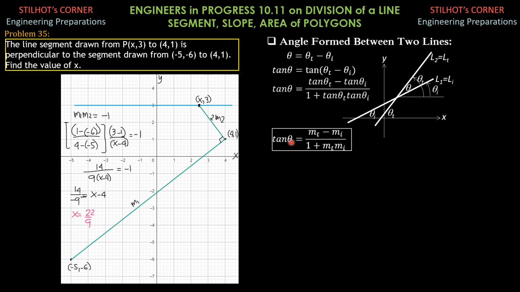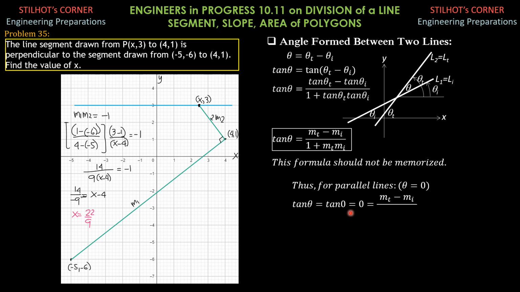You just determine the slope, then from there, you can determine the physical meaning. You can compute for the slope that the line makes with the x-axis. So this formula should not be memorized. Thus, for parallel lines, theta is 0. If the terminal and the initial lines are parallel, then theta is 0. Remember, tangent of 0 is 0. This will only be 0 if the numerator is 0. That is, the slope of the terminal line equals the slope of the initial line. So tangent 0 equals 0, the slope of terminal line minus slope of initial line all over 1 plus the product of their slopes. This is 0 if the numerator is 0. So, conclusion: the slope of the terminal line equals the slope of the initial line.